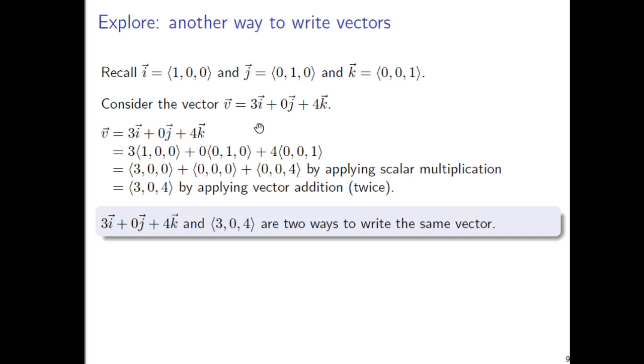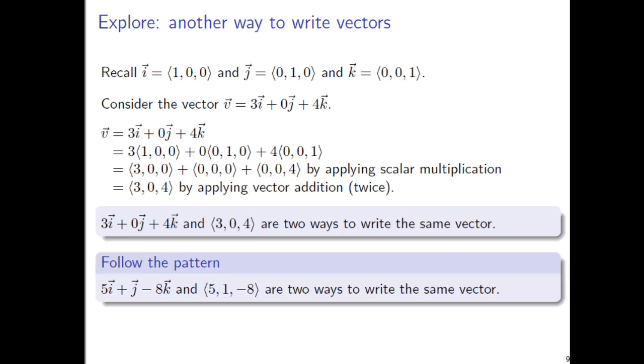So ultimately, the vector 3i plus 0j plus 4k, with the appropriate arrows, is the same as ⟨3, 0, 4⟩. These are really two different ways to write the same vector. That is, in the ijk format, if you collect like terms, the coefficients you see in front of i, j, and k become the components in the angle bracket format. Following the pattern, you could go through this whole process again, but to summarize quickly, 5i plus 1j minus 8k is the same as ⟨5, 1, -8⟩.